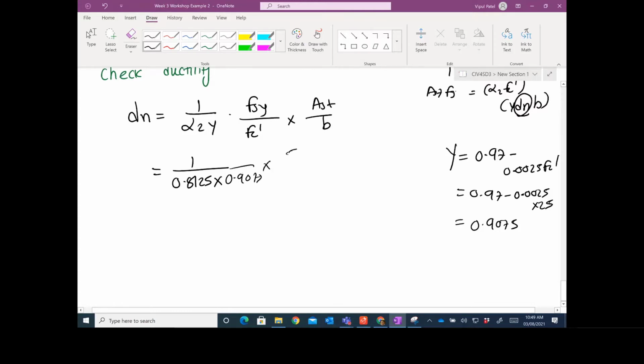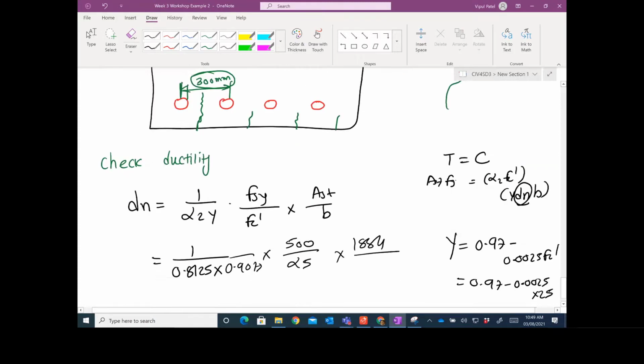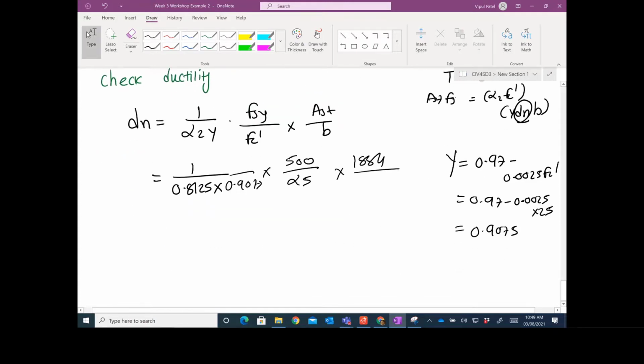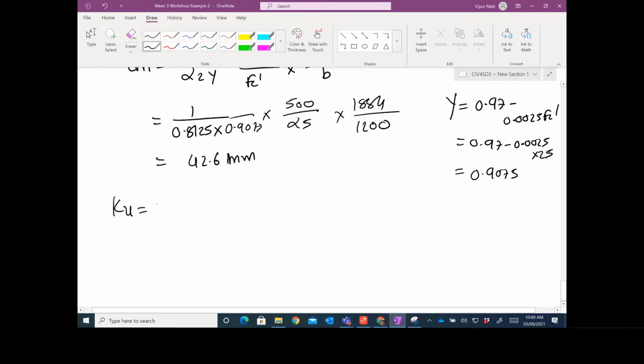So 0.9075, FSY 500 over 25 times 1884. You need to use the new one, okay? Don't use the old one with the 6 and death requirement. And you have 1200. So the DN value would be 42.6 millimeters. So we need to get the KU. KU equal to DN over D, and that is 42.6 over 450. You get KU equal to 0.095.